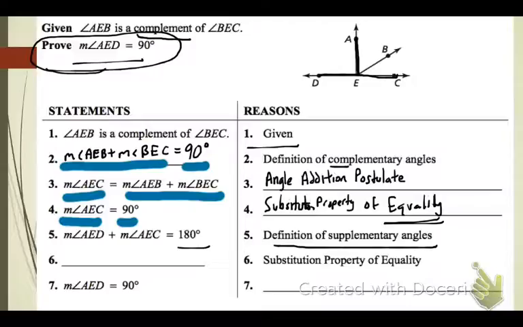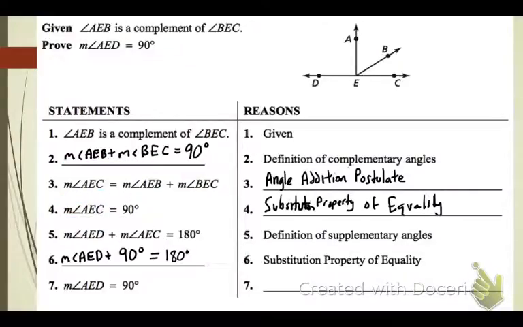So now we're going to substitute. And so if we look at step 5, we have the measure of angle AED. I don't see anything yet that we know that equals. We have the measure of angle AEC. We just said in step 4 that that's 90. So we can rewrite this. So we have the measure of angle AED plus 90 degrees is equal to 180.